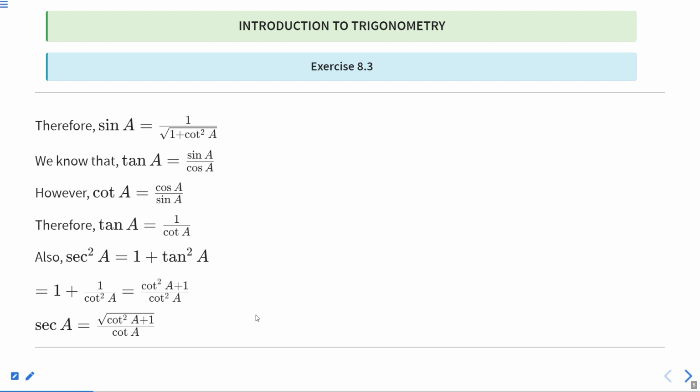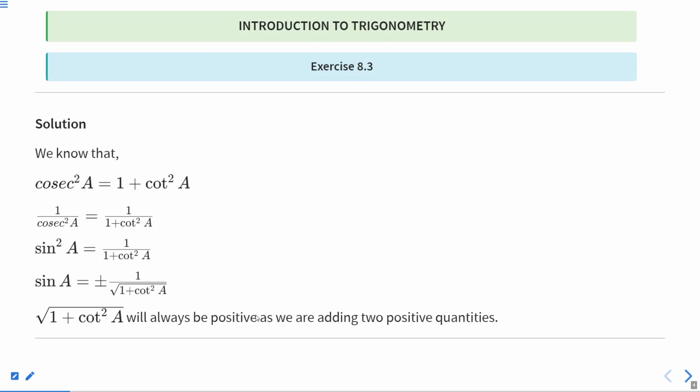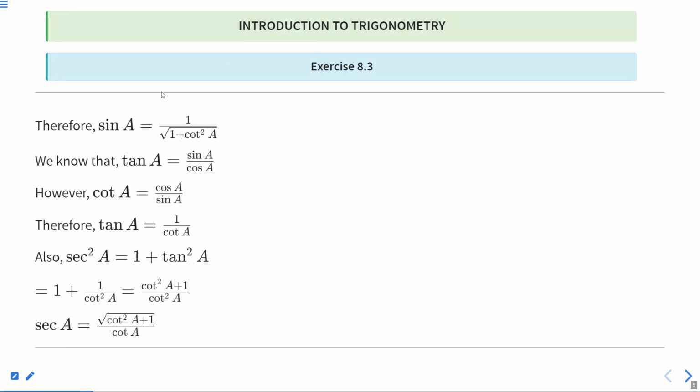Okay, so here we expressed sin A in terms of cot A as sin A is equal to 1 by square root of 1 plus cot square A, and we expressed the trigonometric ratio tan A in terms of cot A as tan A is equal to 1 by cot A. Okay, and here we expressed the trigonometric ratio sec A in terms of cot A as sec A is equal to square root of cot square A plus 1 divided by cot A.